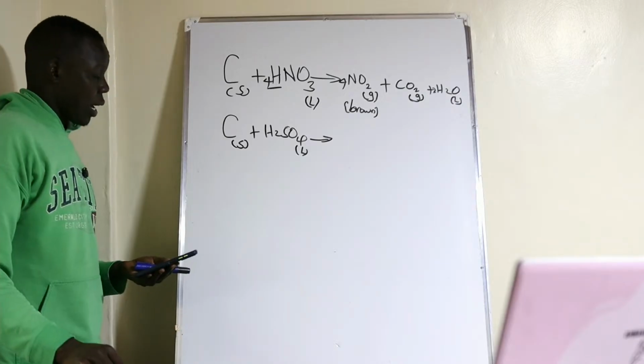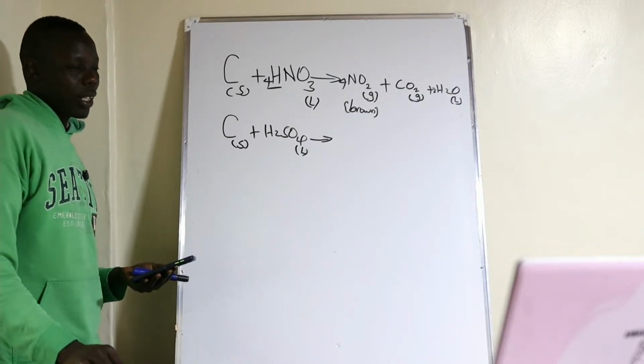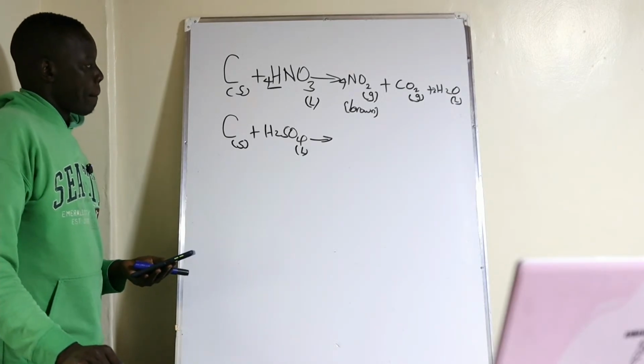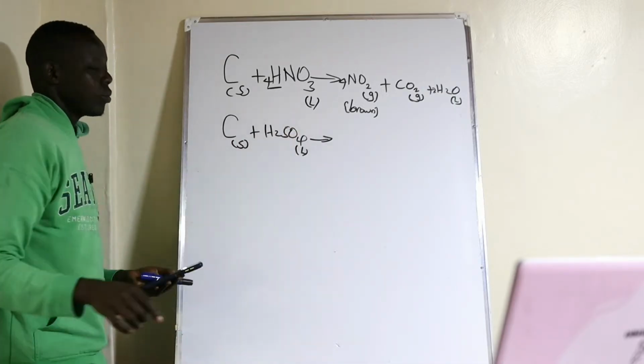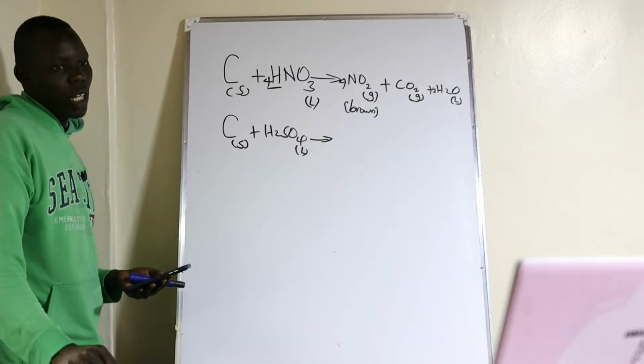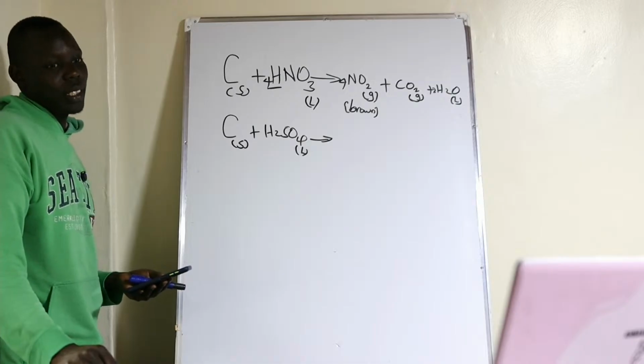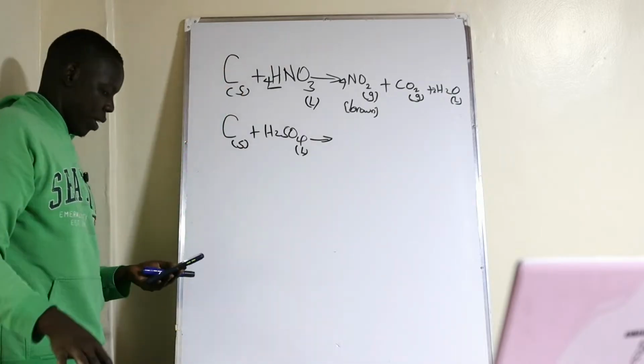As I'm explaining something about lavender, be writing this equation. In fact, I will give you one of the products. One of the products is sulfur oxide. The rest remains the same.